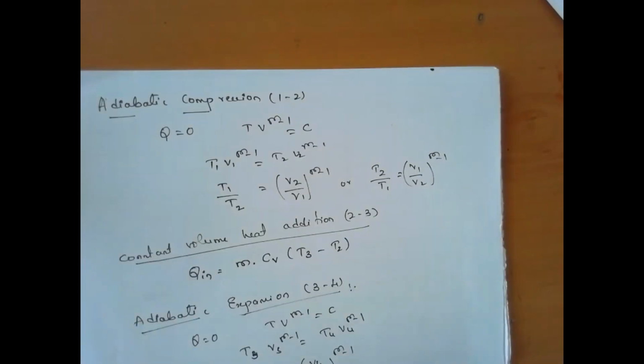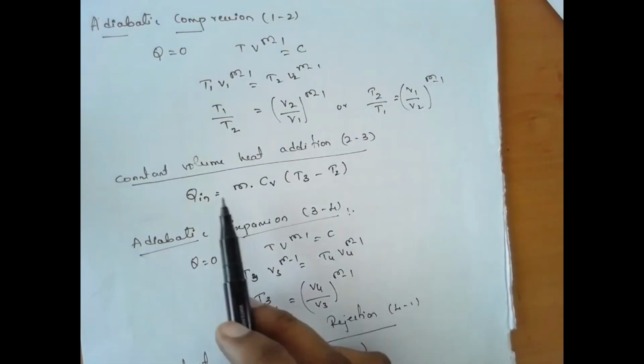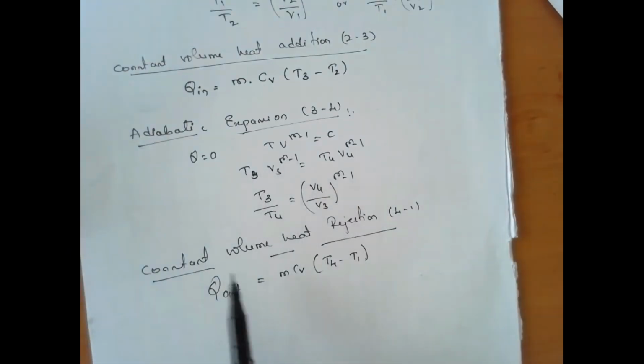So these are the processes. Process 1 to 2 is adiabatic compression. Next is 2 to 3, constant volume heat addition. Next is 3 to 4, adiabatic expansion. Next is 4 to 1, constant volume heat rejection process.